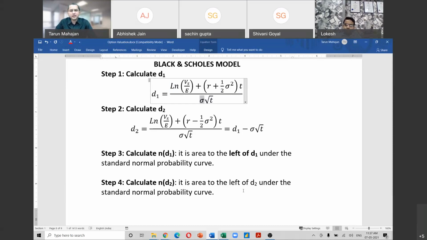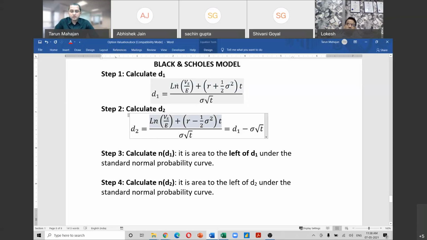Sigma is standard deviation. You must have studied it somewhere: mean, standard deviation, correlation, regression. Sigma is standard deviation of share return. How volatile is the share's return? That is actually sigma. Natural log is something like the log table you must have heard somewhere. For a normal log, base number is 10. For a natural log, base number is E, 2.71828.